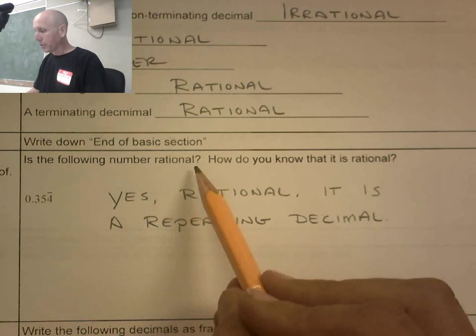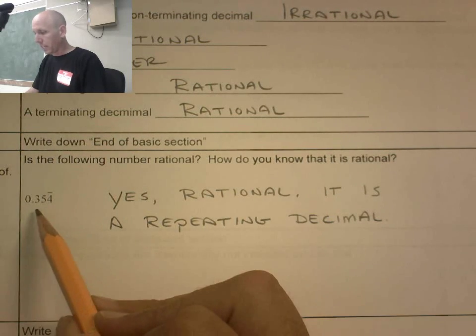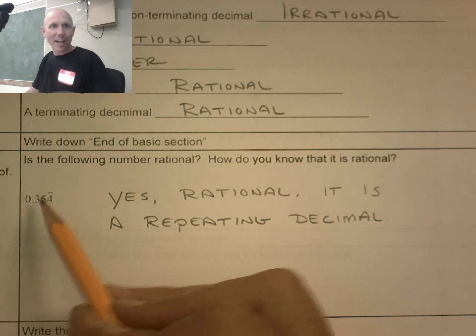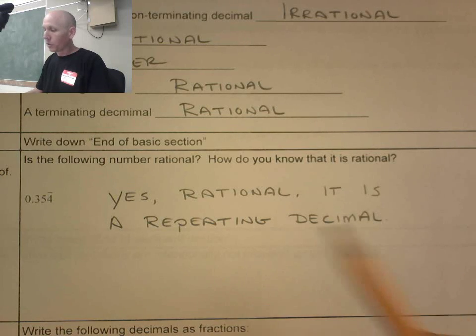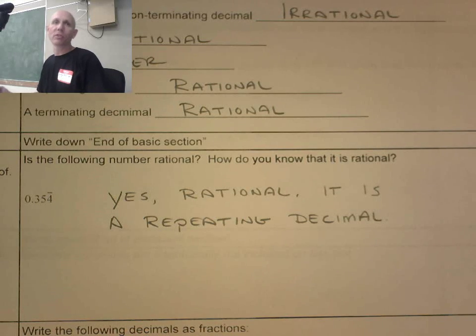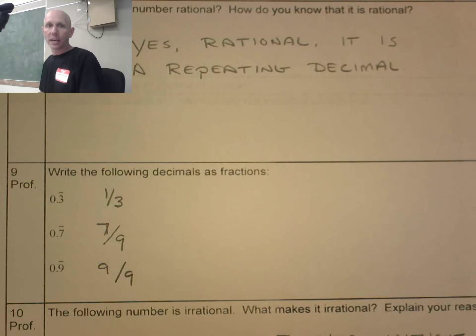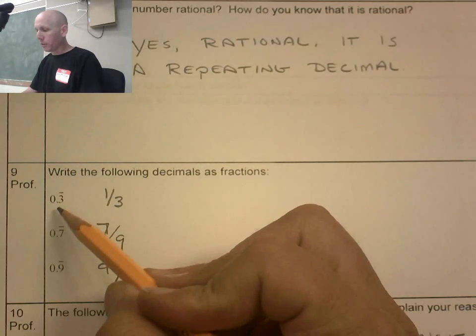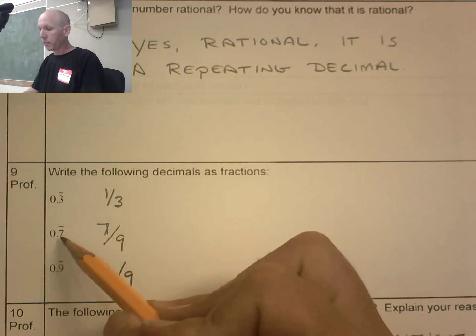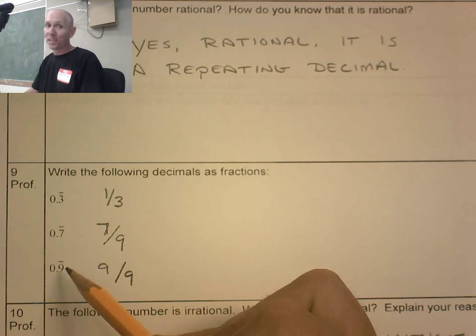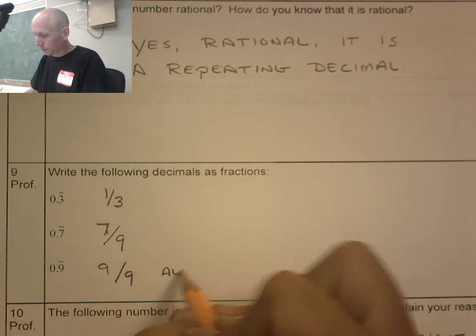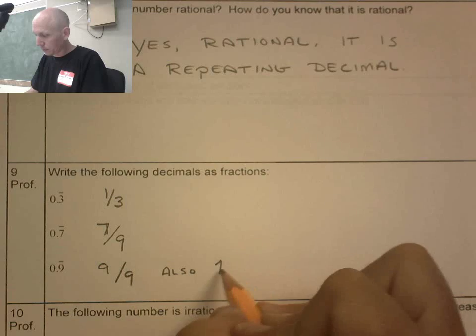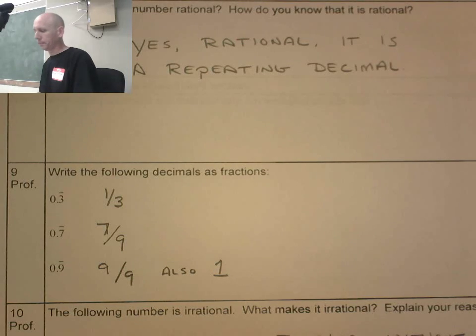Is the following number rational? How do you know it's rational? Okay, look at that. That number is totally rational. How do I know? It's a repeating decimal. Yes, rational. Repeating decimals are rational. Write the following as fractions. Well, I know that 0.3 repeating is 1/3, 0.7 repeating is 7/9, and 0.9 repeating is 9/9, also 1.